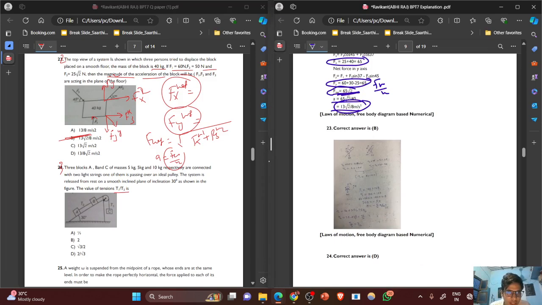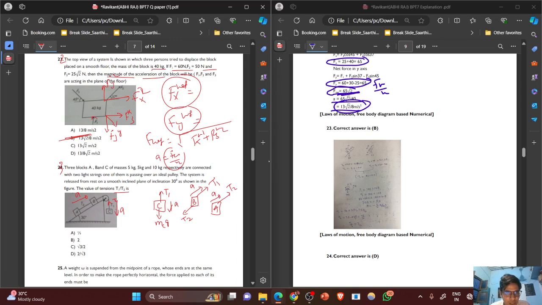The masses are given here. Let's suppose C has the highest mass, so let's suppose the acceleration will be in this direction. Simply, the tension here is T1. Making the equation of C, tension T1, it's m_C g and it's your acceleration. Making the equation of B, in this direction is T1 and in this direction is T2 and in this direction is a. Making the equation of A, in this direction is T2 and in this direction is a.